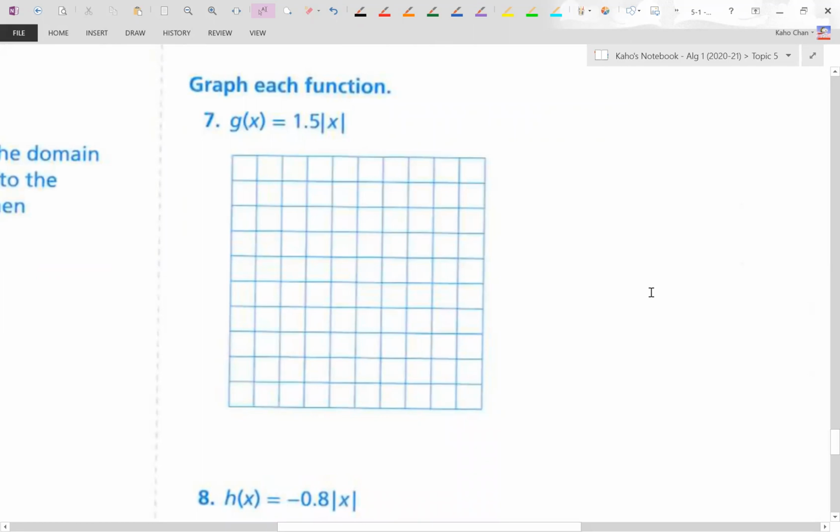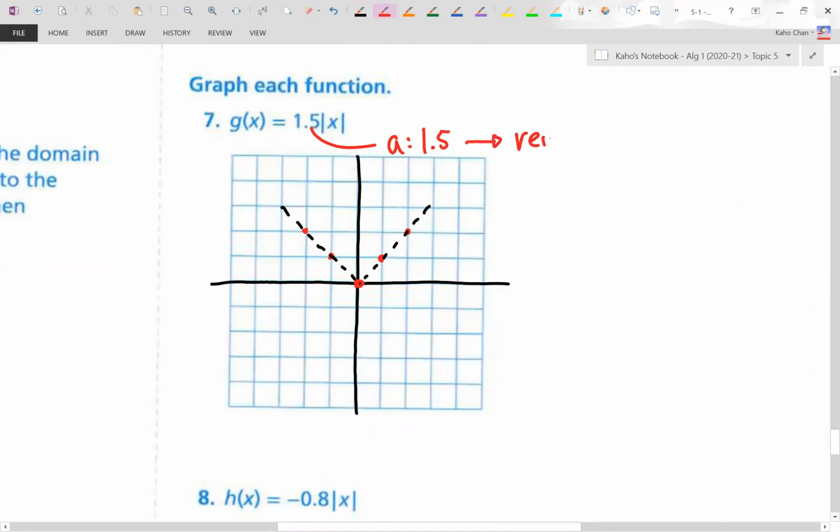These problems are not that exciting, but 1.5 is basically 150%. So let's go and graph it. Throw in my parent graph. And eventually I will be multiplying my 2, 2 or 1, 1, doesn't matter which one you use, by 1.5. This is a vertical stretch by 1.5 or 150%. Yeah, that's a great way of thinking about it.